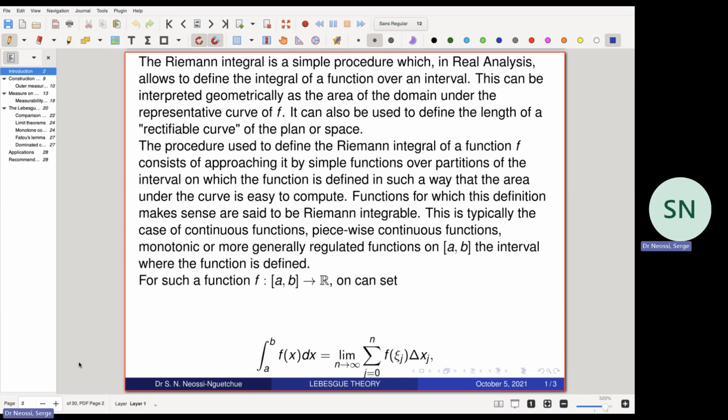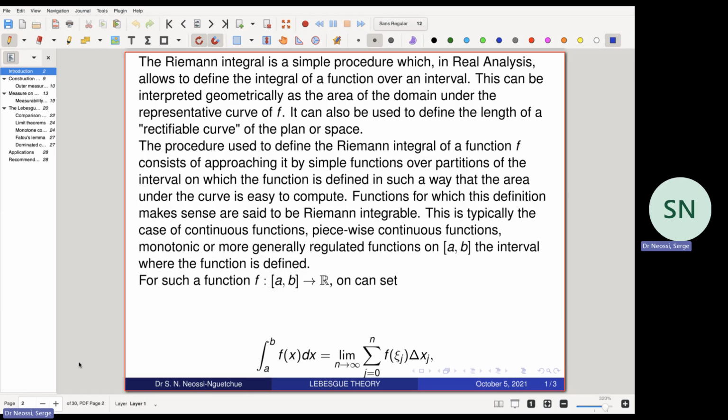define the integral of a function over an interval. This can be interpreted geometrically as the area of the domain under the representative curve of the function f. It can also be used to define the length of a rectifiable curve of the plane or space.